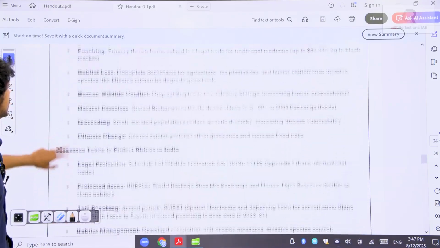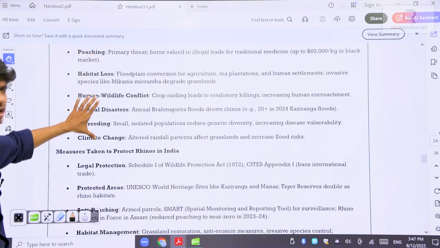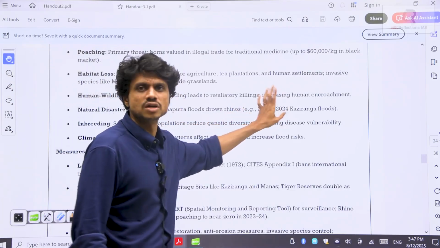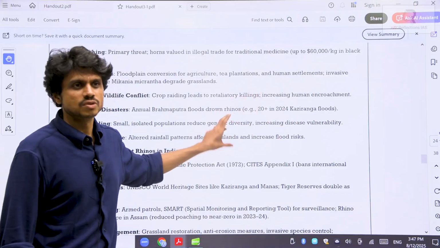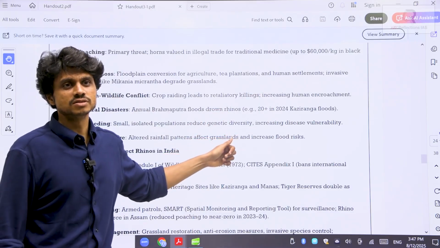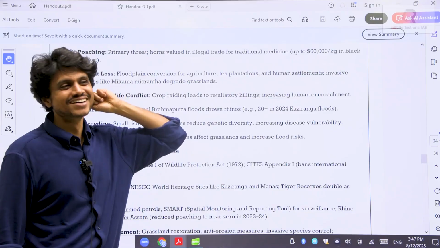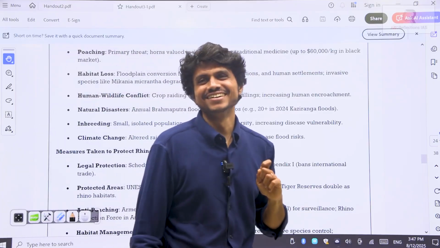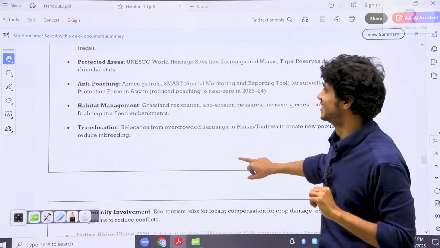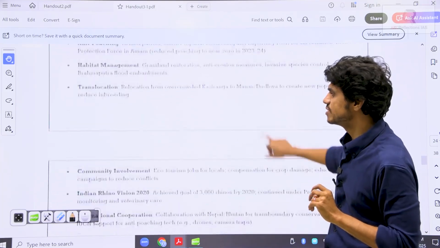Always remember these things: habitat loss, poaching. These things are always the same with all the animals. Annual Brahmaputra floods always drown 20 plus of the rhinos. Brahmaputra area is known for huge floods. Which river? Godavari. How come Godavari in the Brahmaputra? Brahmaputra river. Okay, so use this UNESCO World Heritage Site and all. That we have discussed already.